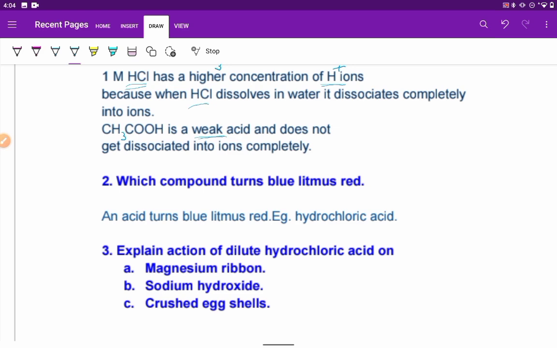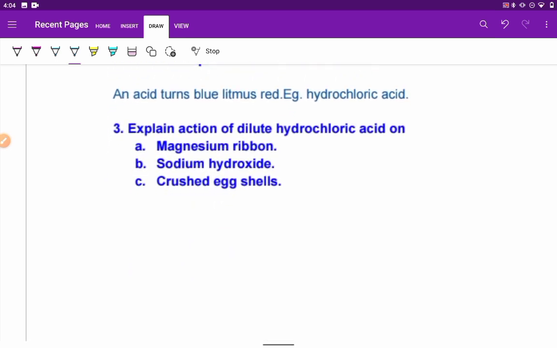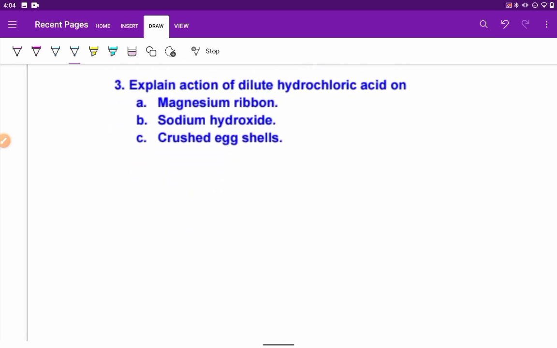Okay, now next we have to explain the action of dilute hydrochloric acid on different substances given. First one, A, is magnesium ribbon, Mg. On magnesium ribbon, how will dilute hydrochloric acid act? So Mg plus 2HCl, because you have to balance. Why, I will tell you. The compound formed is MgCl2 plus gas produced is H2.